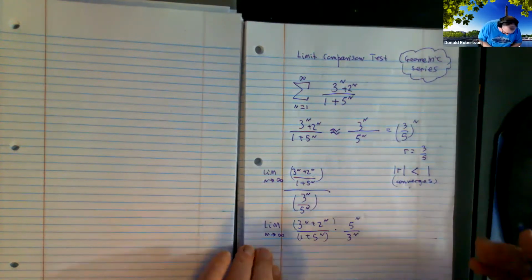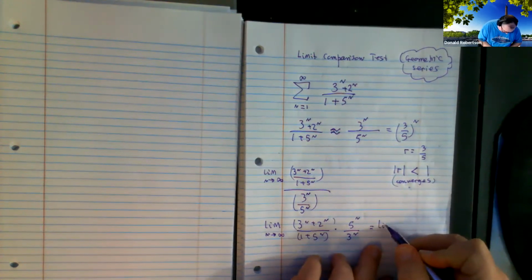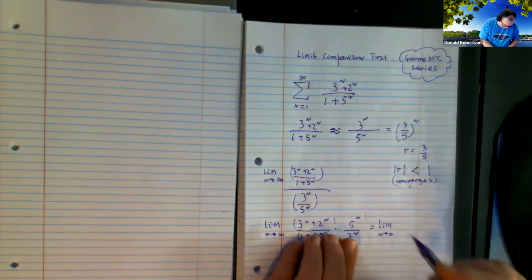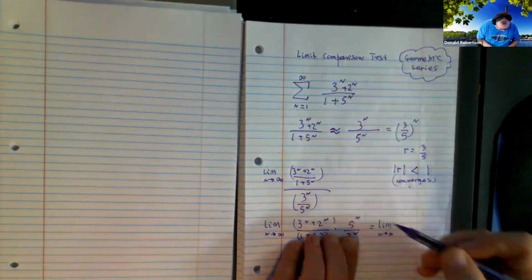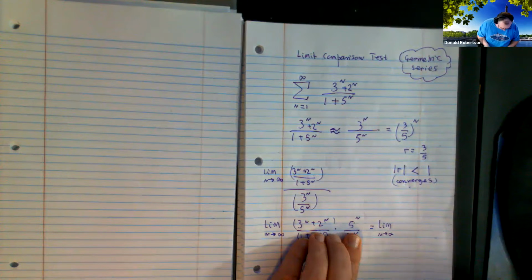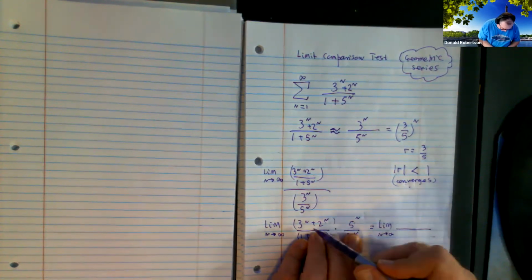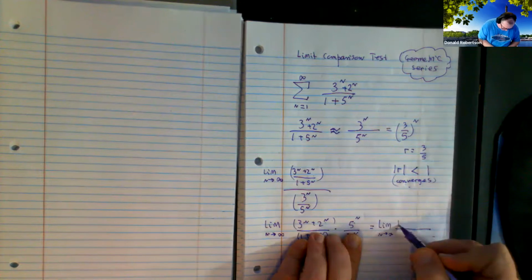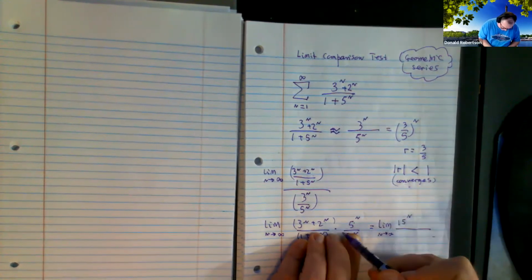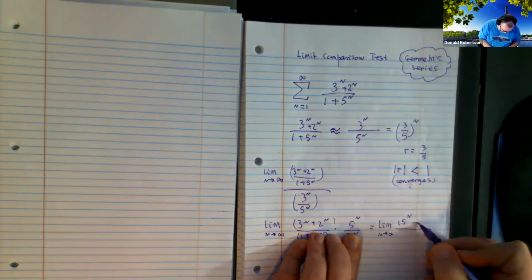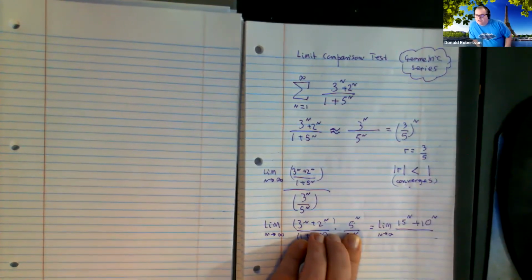Well, it's going to be a little bit ugly. I am going to distribute the 5 to the n with these two. It works in a way that makes sense to me at least. 3 to the n times 5 to the n gets me 15 to the n. 2 to the n times 5 to the n gets you 10 to the power of n. Are you happy about those multiplications, or would you like to see why I got what I got? 3 to the n times 5 to the n is 15 to the n, and 2 to the n times 5 to the n is 10 to the n. Does that seem reasonable?